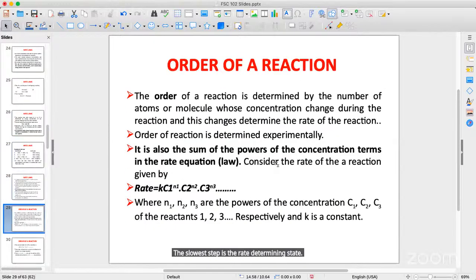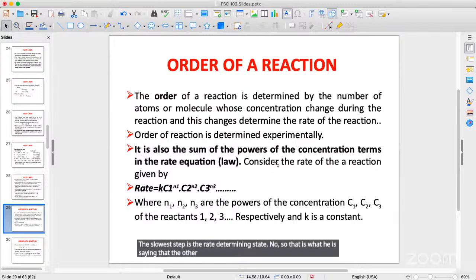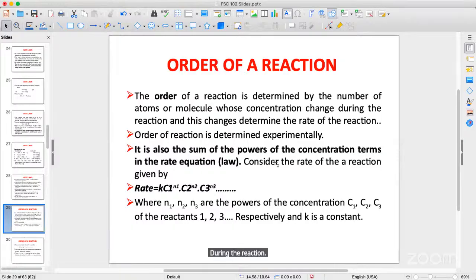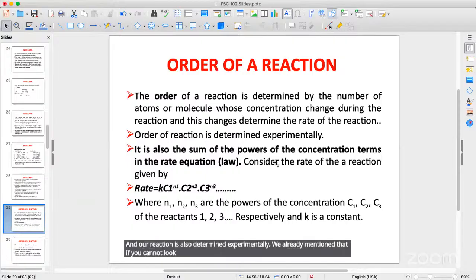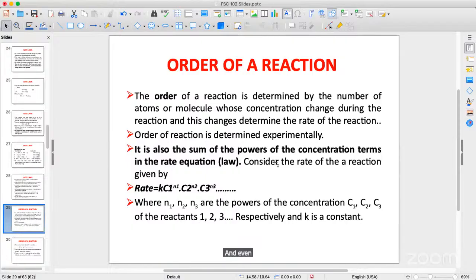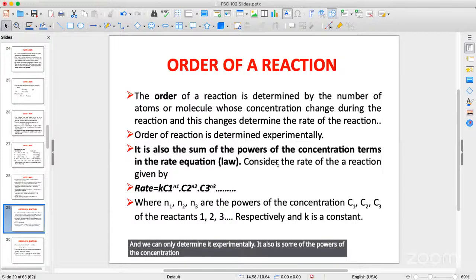So that is what it is saying, that the order of reaction is determined by the number of atoms or molecules whose concentration changes during the reaction, and these changes determine the rate of the reaction. Order of reaction is also determined experimentally. We already mentioned that. If you cannot look at it from the equation, that means you have to perform some experiment. And even from what I just told you, you must determine rate before you know order of reaction, and you can only determine rate experimentally. It is also the sum of the powers of the concentration terms in the rate equation.